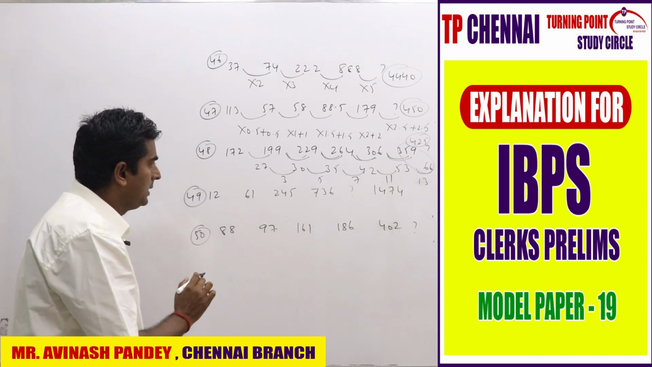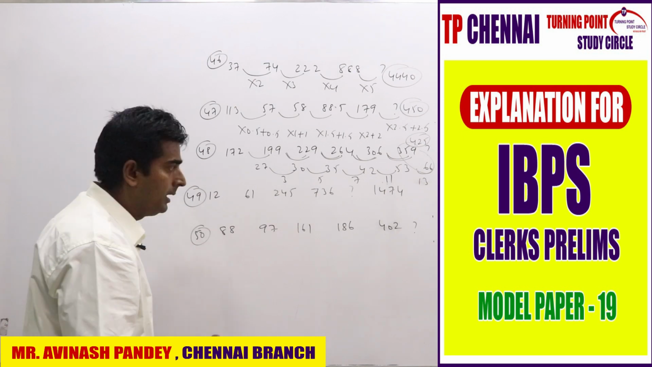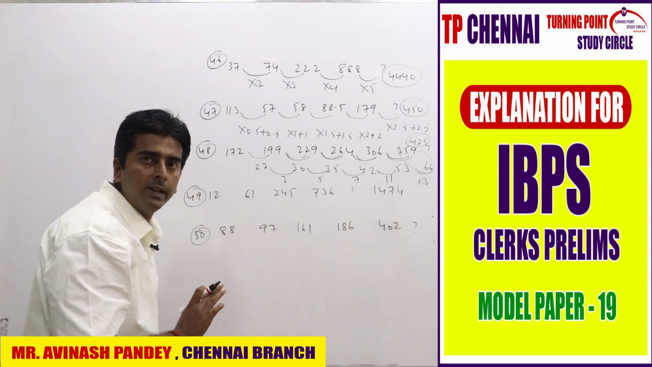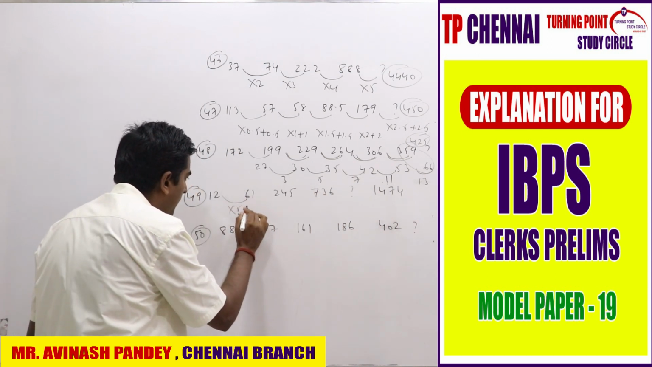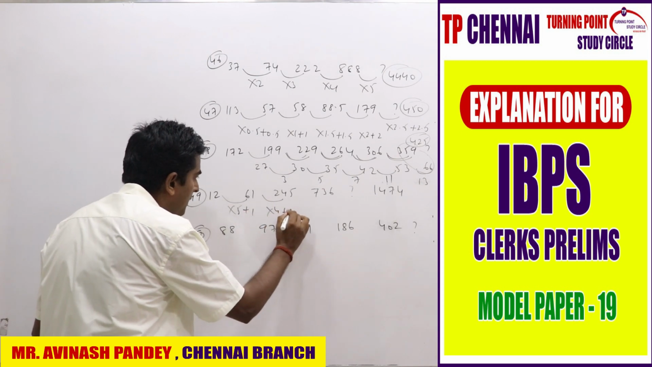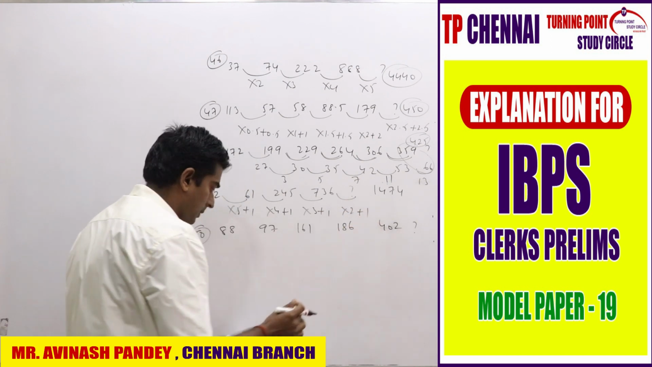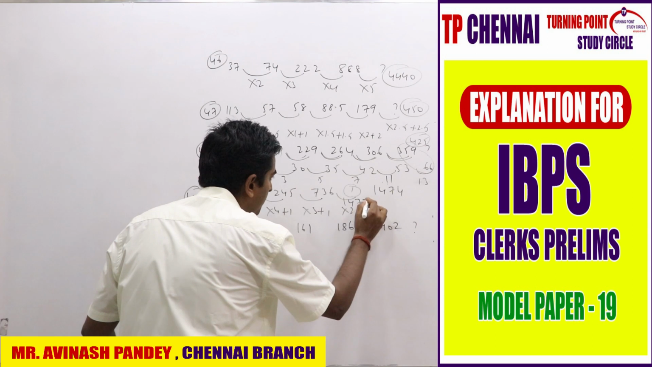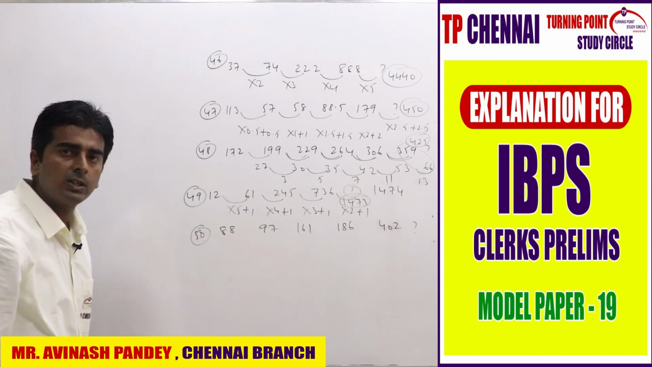So 12, 61, 245, 736, question mark, 1474, right? Clearly it says that it is multiplication plus addition logic. So here the pattern is into 5 plus 1. Here into 4 plus 1. Here into 3 plus 1. So here it is into 2 plus 1. So when you see your options, your answer is 1473, right? Next one, last one.